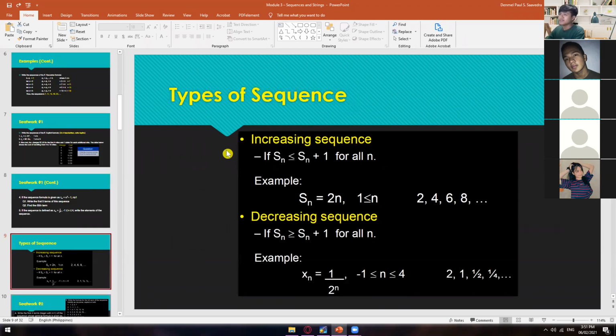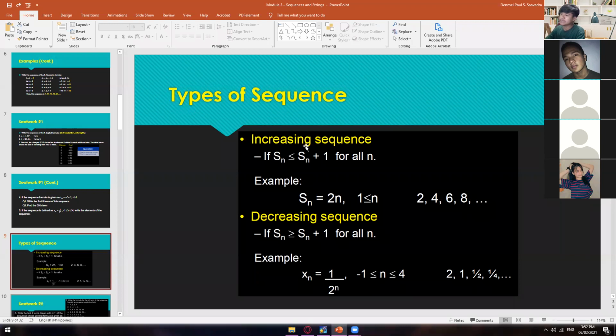Next one here is the two types of sequence. Well, this one is actually self-explanatory already. So we have the increasing sequence wherein, of course, it keeps on increasing, starting from the lowest number up to the highest number. This one is an example of an increasing sequence: 2, 4, 6, 8, and so on and so forth. It just keeps on increasing by 2.